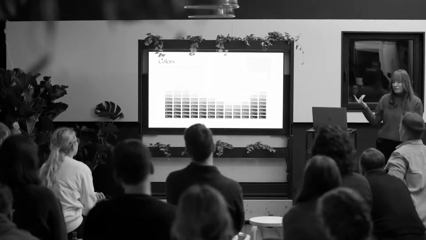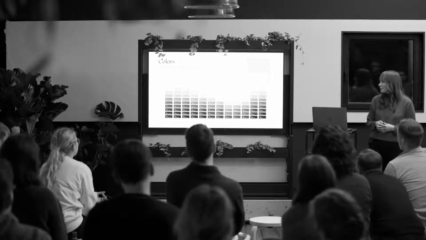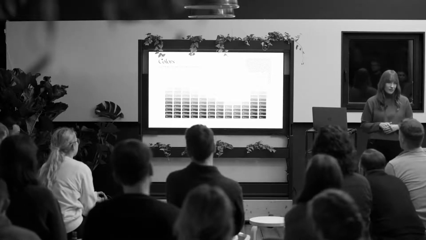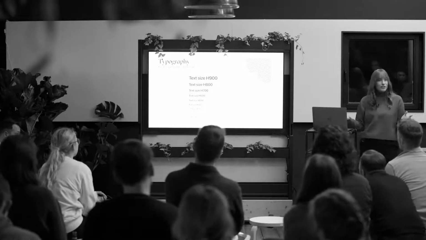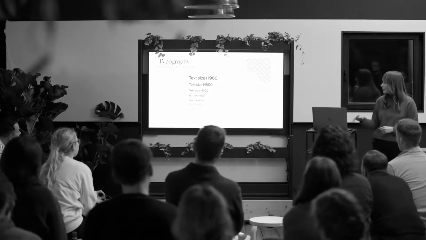So this is colors. Colors, of course, belong in a design system. This is from Lightning, the design system for Salesforce. Of course, we need typography for digital products. This is from Atlassian.